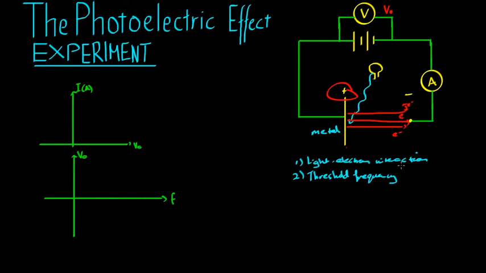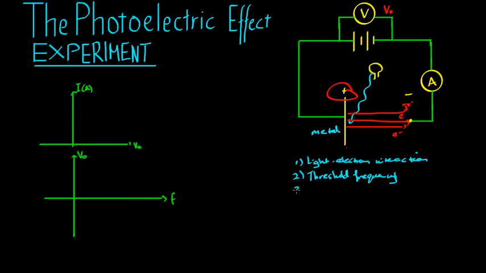Once I get past a certain frequency, going in the downwards direction, so I'm reducing the frequency, no more electrons will be ejected from that metal surface. And if I go above that frequency, from blue light to say ultraviolet light, I will still get electrons ejected from that metal. So there is some kind of threshold frequency at which electrons can be ejected.